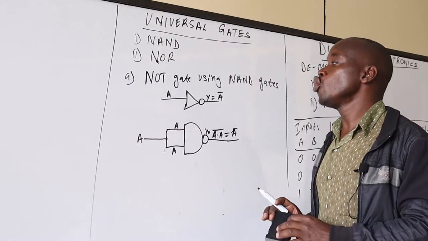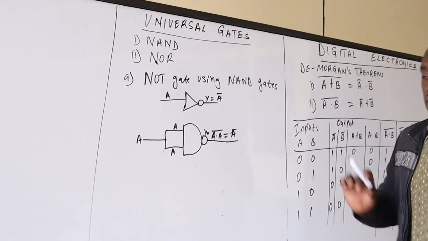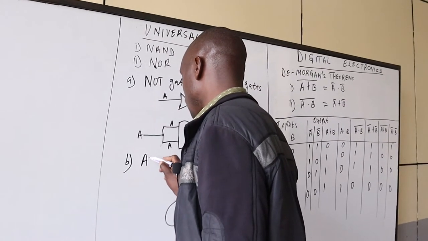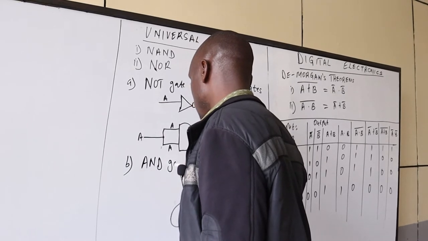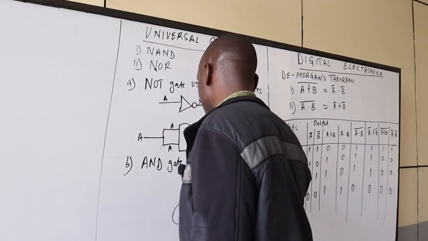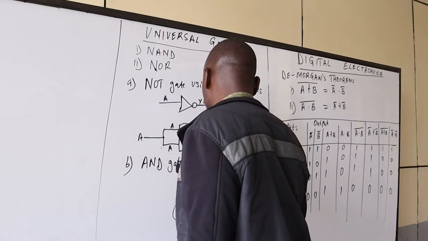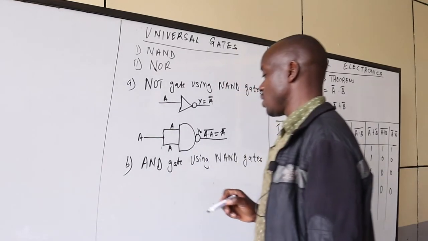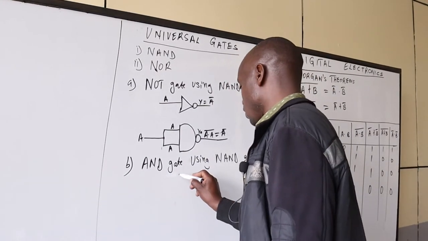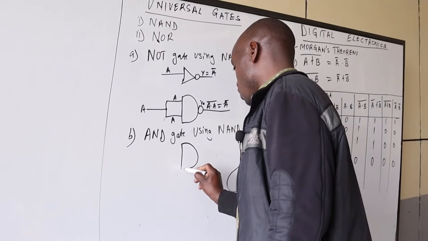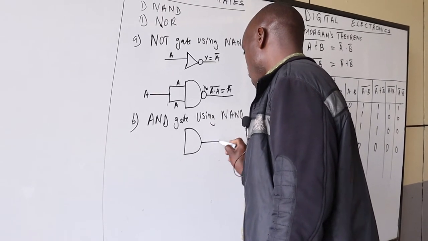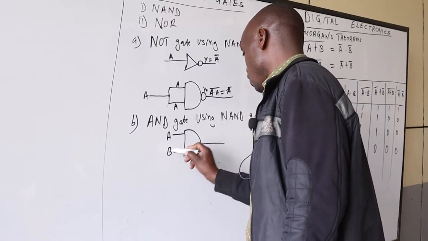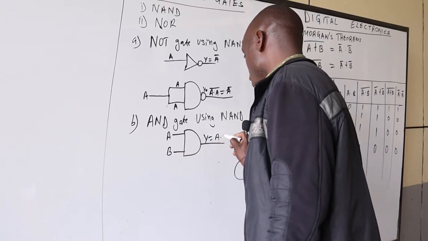The second one is AND gate using NAND gates. And AND gate, if we remember, it was having two inputs, yes. So this is an AND gate. Here we have A and B. So our Y is A dot B.